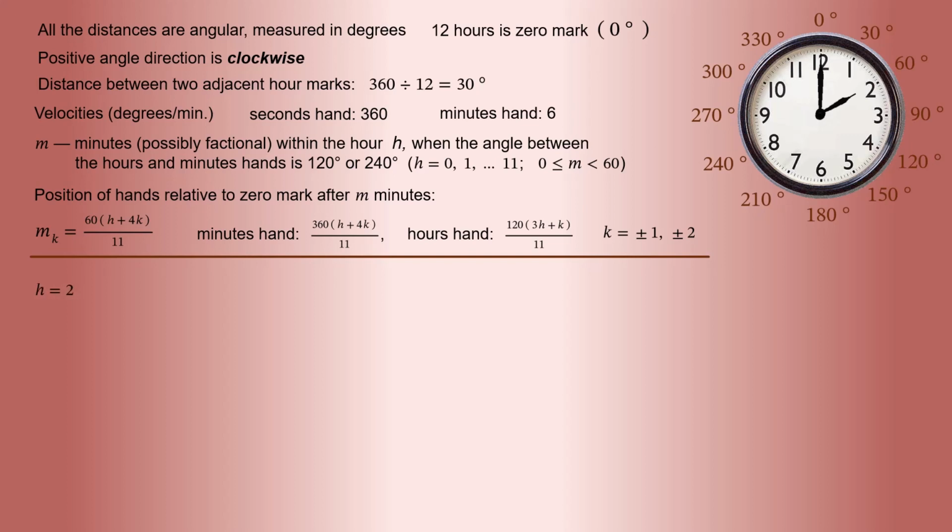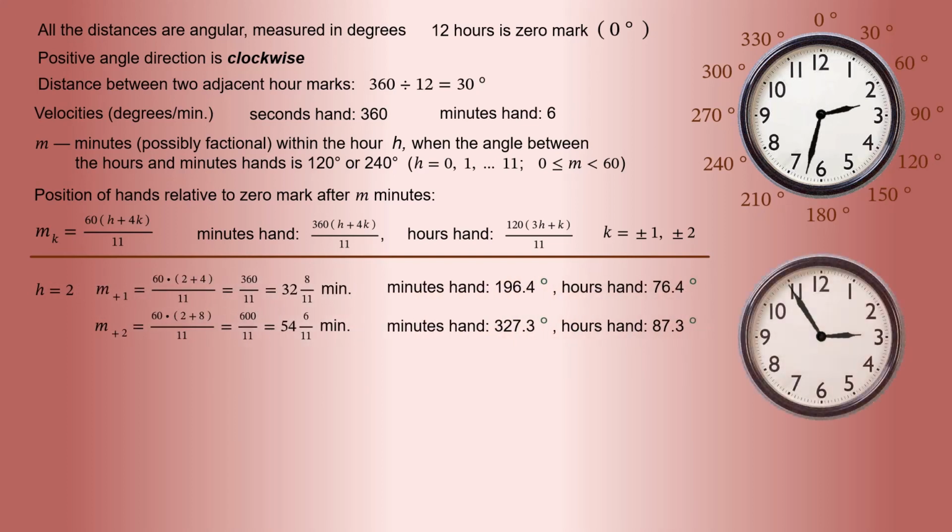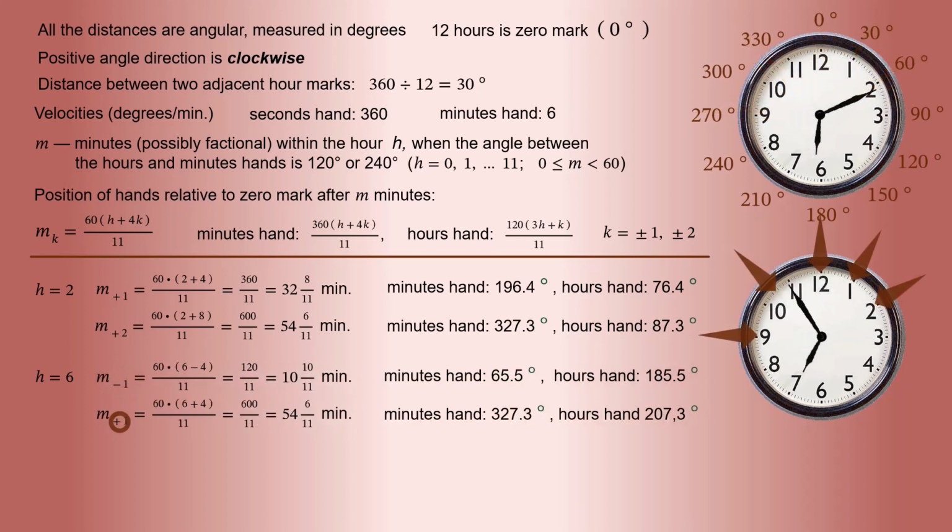Assuming h equals 2, we get two appropriate values of m corresponding to positive values of k, 1 and 2. And since k is positive, the minutes hand is ahead in both cases. When h equals 6, the appropriate values of k are -1 and +1. So the minutes hand is behind in the first case and ahead in the second case.